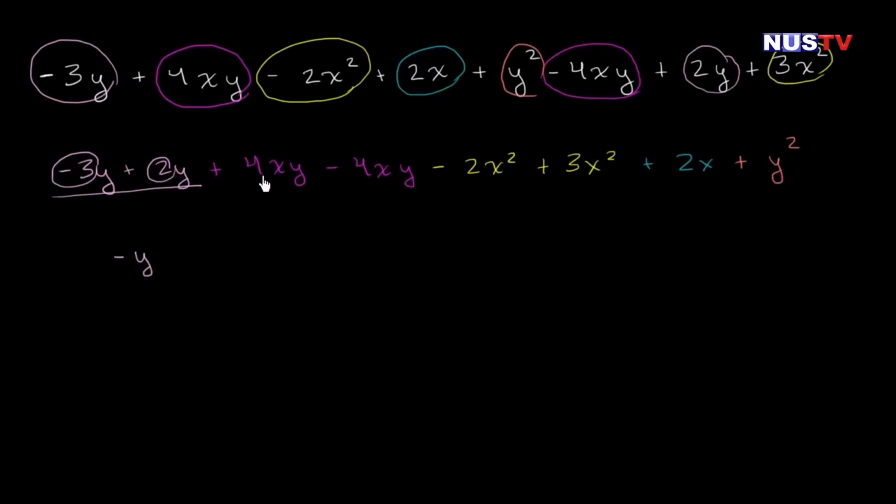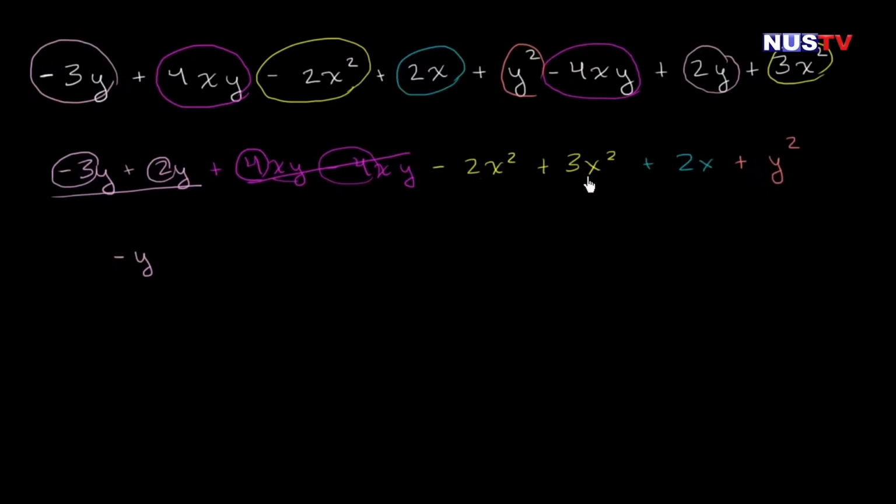Now let's look at the xy terms. If I have 4 xy's, and I were to take away 4 xy's, how many xy's am I left with? Well, I'm left with no xy's. Or you could say, add the coefficients. 4 plus negative 4 gives you 0 xy's. Either way, these two cancel out. If I have 4 of something and I take away those 4 of that something, I'm left with none of them. And so I'm left with no xy's. I could have written 0xy, but that seems unnecessary.